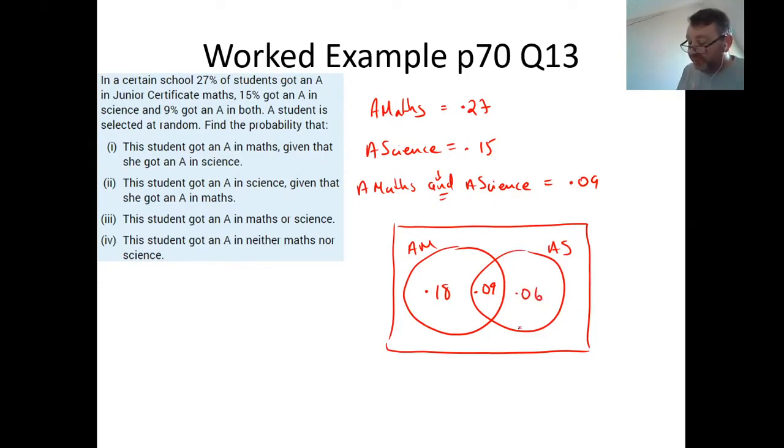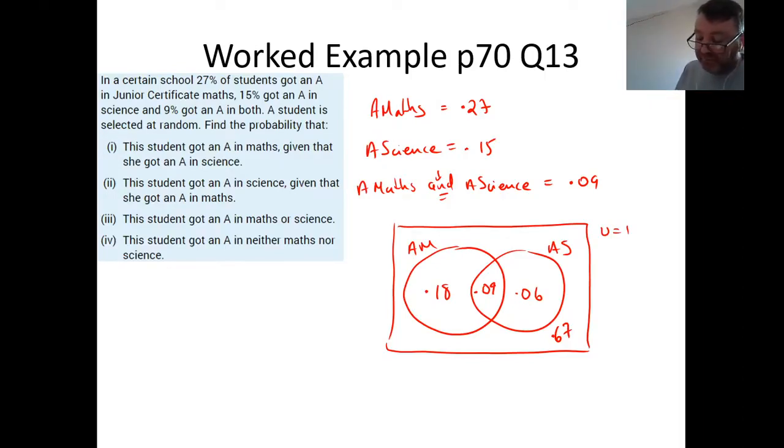So if we add up, just to make sure, this is supposed to add up to 1, because the universal set for the probability in this case is going to be 1. So 0.18 plus 0.09 plus 0.06 comes out as 0.33, which gives me 0.67 out there that didn't get an A in science or maths. Now, we have our Venn diagram. Everything on the Venn diagram is going to help us answer the questions.